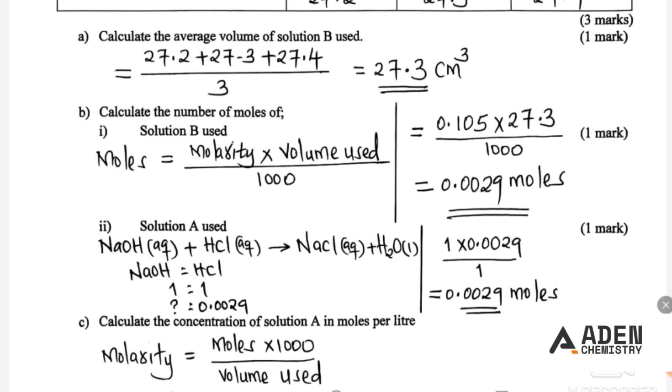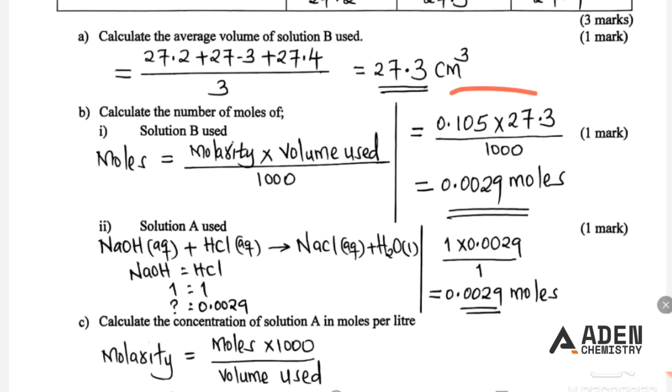After that, part B, we are told calculate the number of moles of solution B used. Moles, or number of moles, is given by molarity multiplied by volume used divided by 1000. So this will be equal to the molarity of solution B, which is given as 0.105, multiplied by the volume of solution B. Remember, that was the average titer. Even here we are asked, calculate the average volume of solution B. So it's 27.3 divided by 1000, which is in the formula.